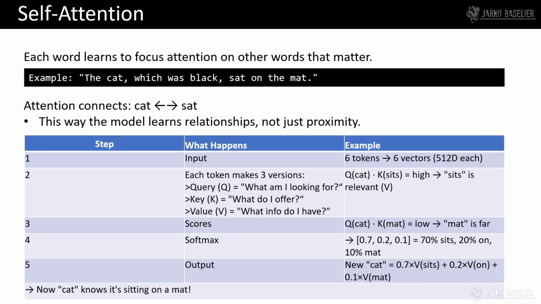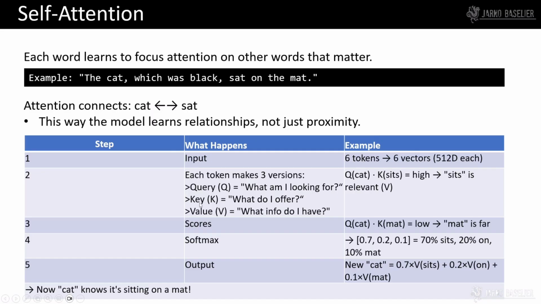We have again another sentence as an example. The cat, which was black, sat on the mat. The attention connects cat and sat together. And this way the model learns relationships, not just proximity. The first step in this is input. And in this example, we might have 6 tokens, which become 6 vectors in a 512D each vector.